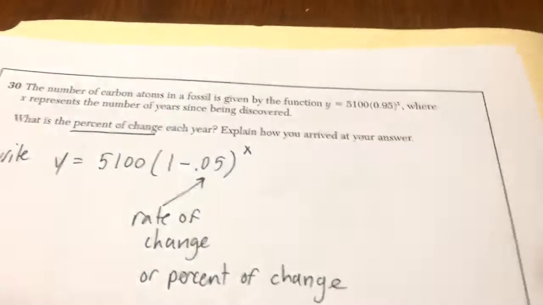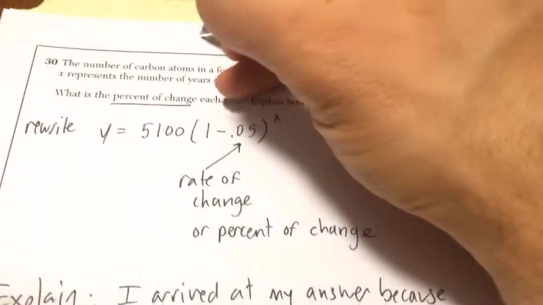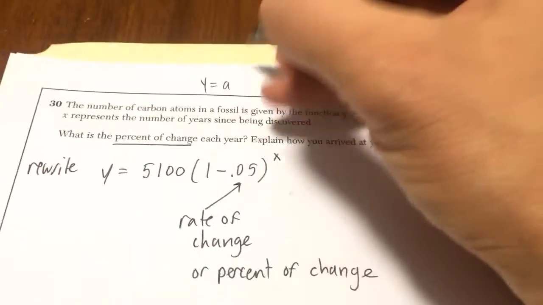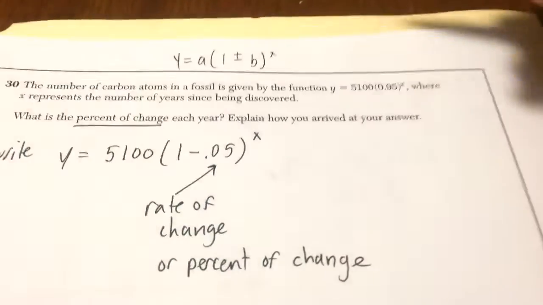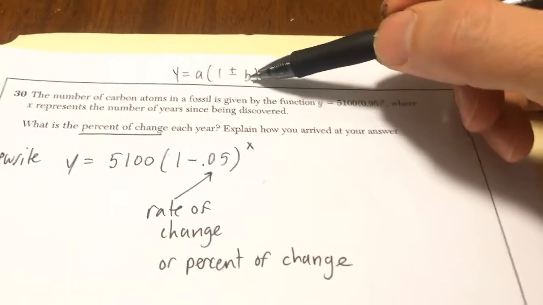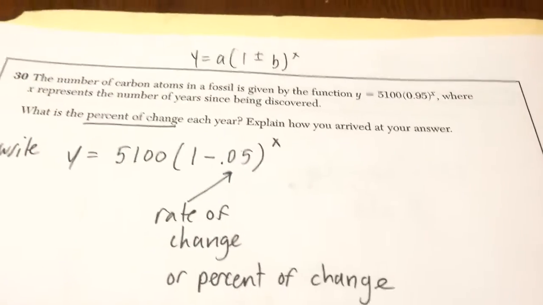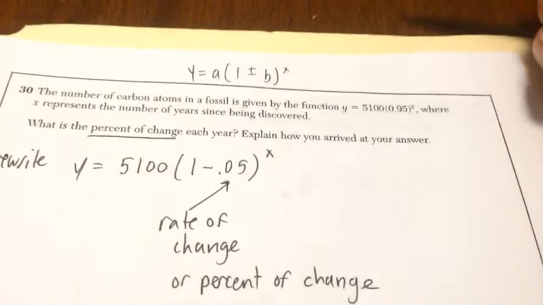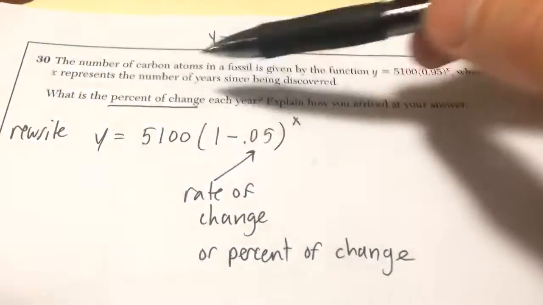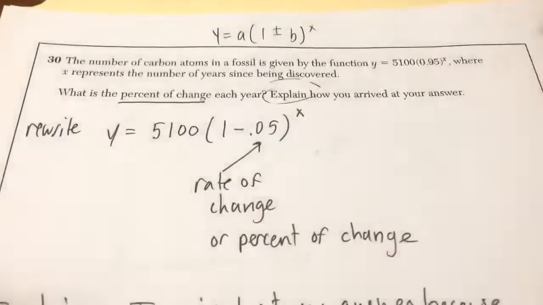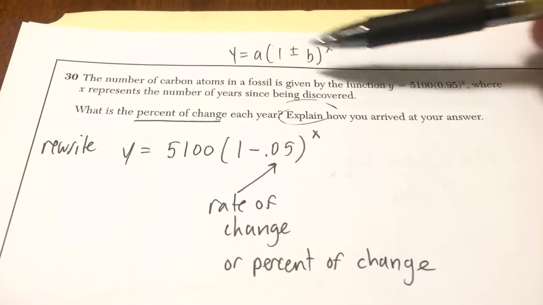Number 30 says the number of carbon atoms in a fossil is given by this function. Now, you should know that exponential growth and decay is of this formula, where A is your starting amount, B is your rate as a percent, x is your time, and then plus or minus depending on if you're using growth or decay. They're asking you what is the percent of change. Again, explain your answer.